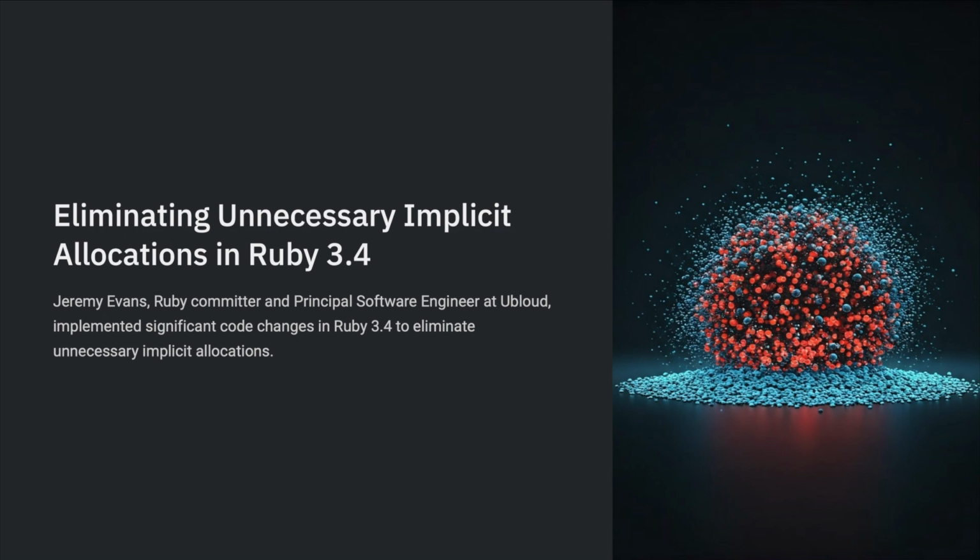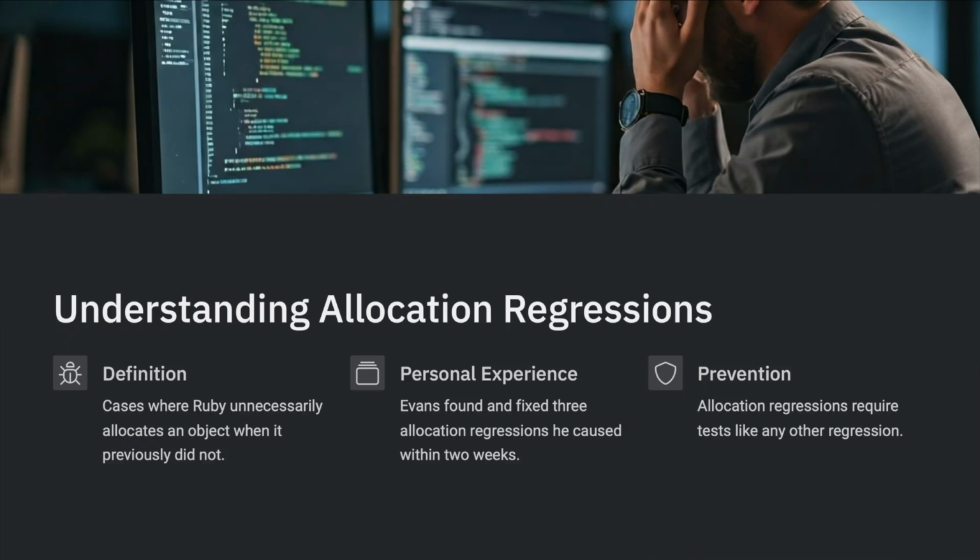Everything's connected. So let's look at some examples he gave. What kind of things caused these regressions? One was about method calls with positional splats, keyword splats, and a block, like def m(*a, **k, &b) end, called with m(*a, **k, &proc).